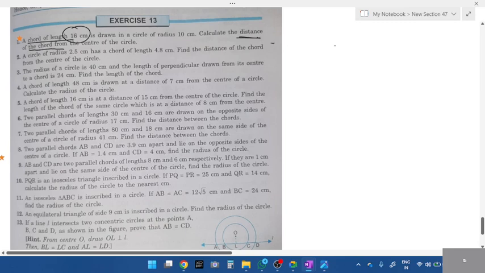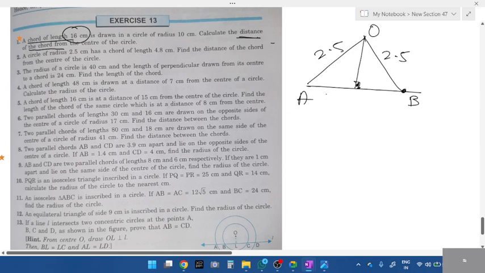Look at the second one, students. A circle of radius 2.5 centimeter has a chord of length 4.8. I won't be drawing the circle, I'll just draw the triangle directly. What is the radius? 2.5 and 2.5. The chord length is 4.8. Find the distance from the center. Same concept. Draw 90 degrees. What is the value of AL? Yes, 2.4.